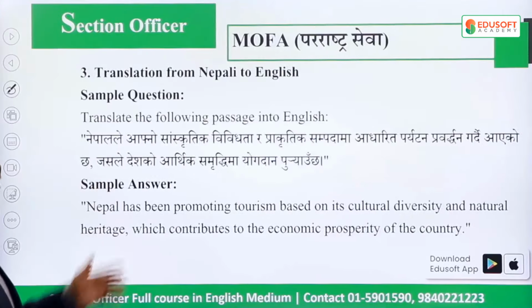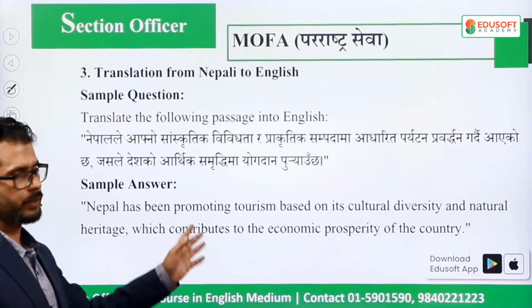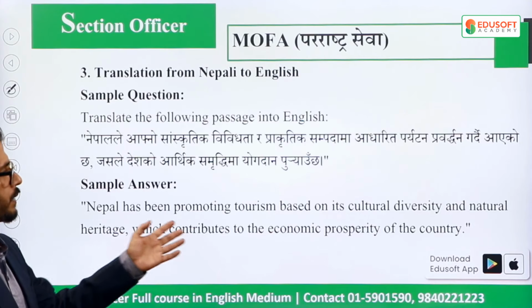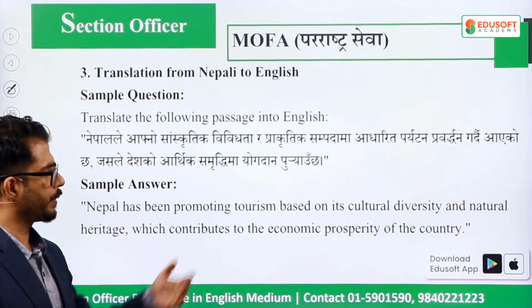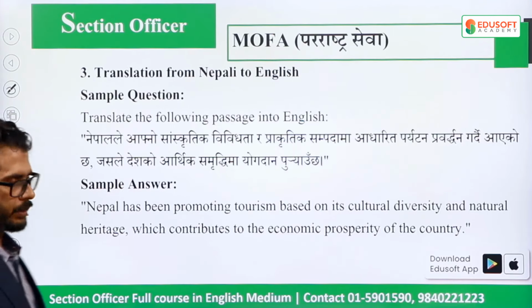Nepal has been promoting tourism based on its cultural diversity and natural heritage, which contributes to economic prosperity of the country. This is how we have done.